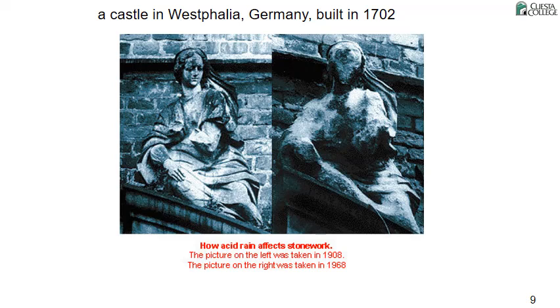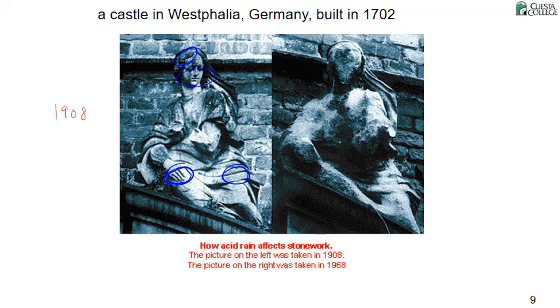Now I mentioned acid rain briefly just a bit ago. Here's a castle in Westphalia, Germany. The original statue was created in 1702. The first picture on the left was taken in 1908. After 200 years of the statue being built, you can still see really interesting features. You can see folds on the dress, you can see fingers on the hand, you can see lots of facial features, you can even see some features of the hair on the statue.